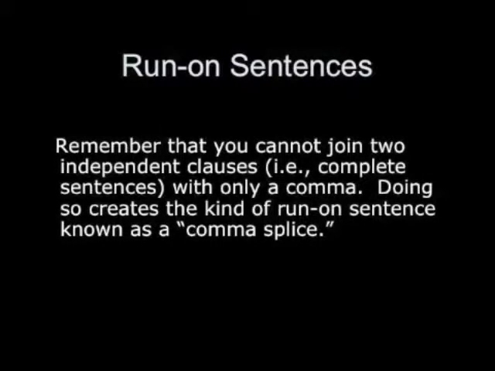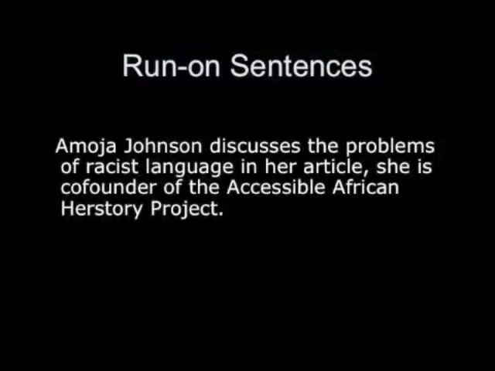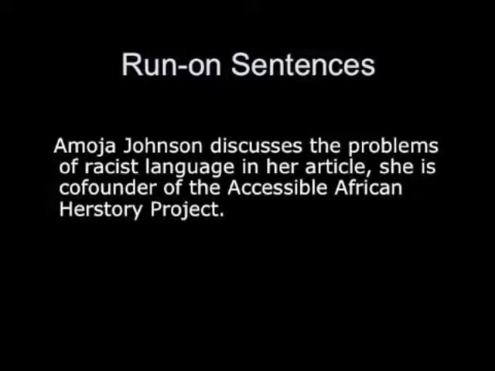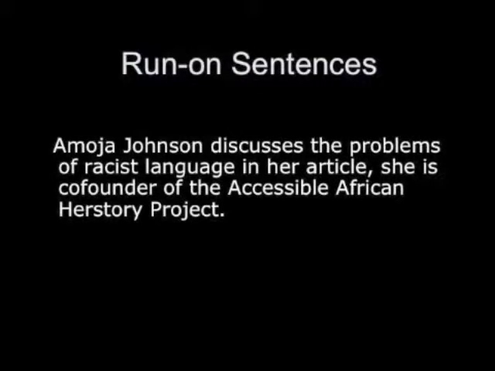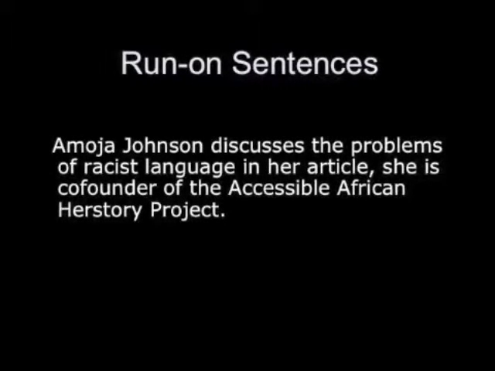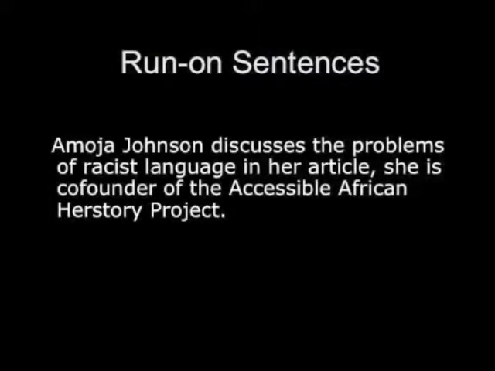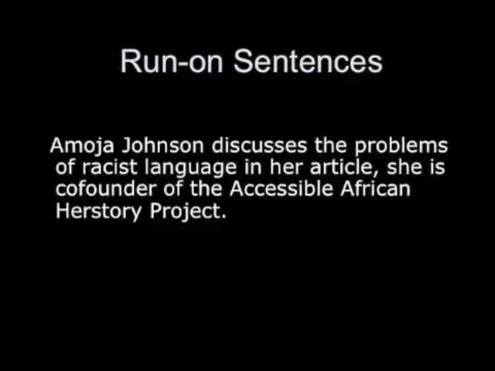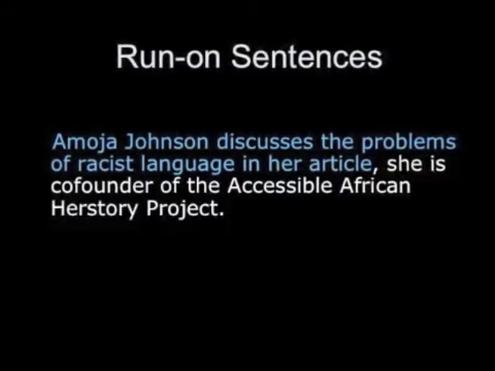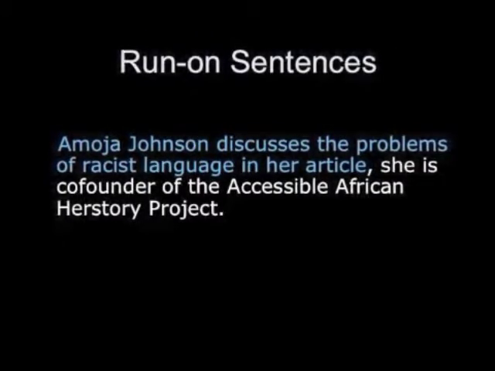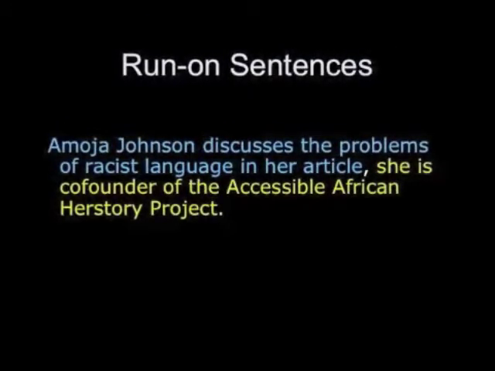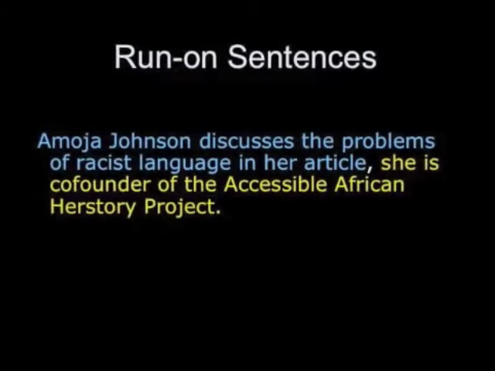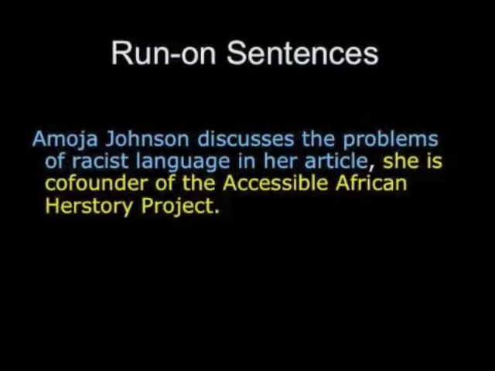So in this example: "Amoya Johnson discusses the problem of racist language in her article, she is co-founder of the Accessible African History Project." If you look at that sentence carefully, you'll see that what comes before the comma is a complete sentence that can stand by itself. Also, what comes after the comma could also be a complete sentence by itself. To join two complete sentences, you can't just use a comma. So what can you do to fix it? Well, instead of a comma, you could use a period.